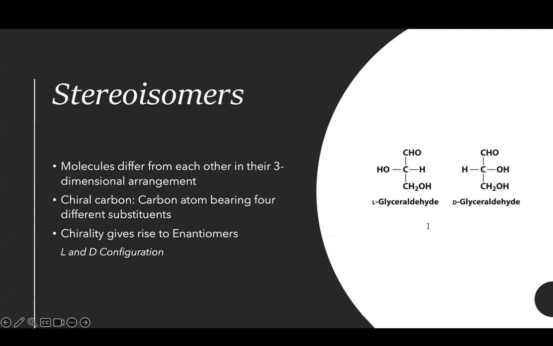Each carbohydrate can have a stereoisomer, so these molecules differ from each other in their 3-dimensional arrangement, but they will still have the same molecular formula. This is because carbons that carry 4 different substituents are chiral, which means they have a certain spatial arrangement. So, important, it has to be 4 different substituents. If it's 2 H's or 2 OHs, it is not a chiral carbon. It has to be 4 different substituents.